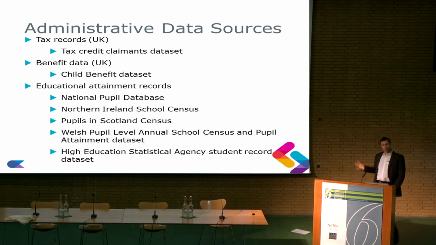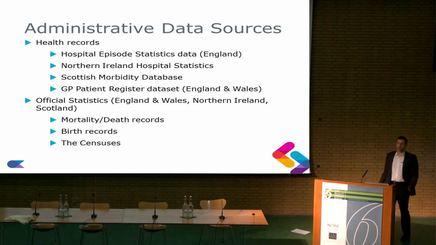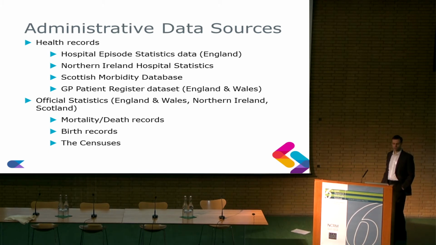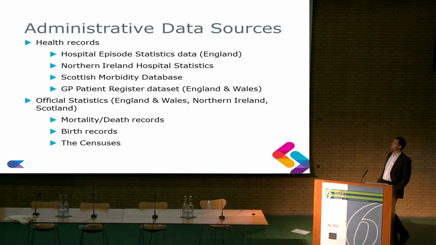So there's a large, and this is only a snapshot of a few of the data sets that are out there. There are health records. Again, they're broken down by the devolved governments. So we have the Hospital Episode Statistics data of England, Northern Ireland Hospitals and Statistics, the Scottish Mortality Database, a large number. But these are all information about getting involved with secondary care, so admissions and data on that sort of thing. And we have the primary care in the GP patient register database.